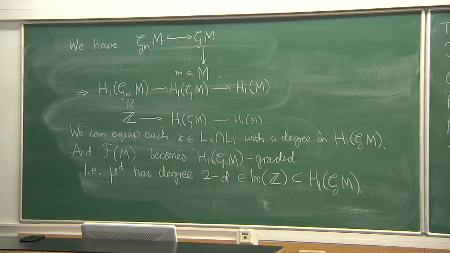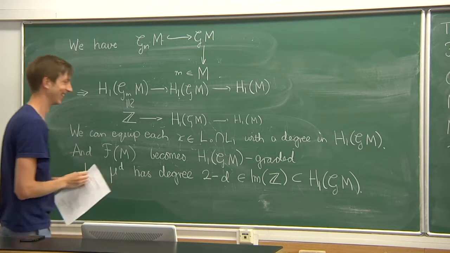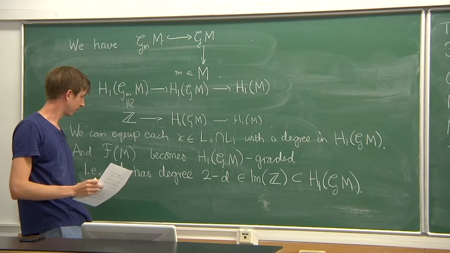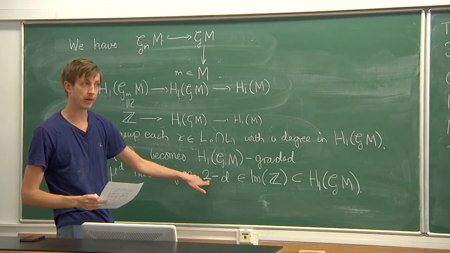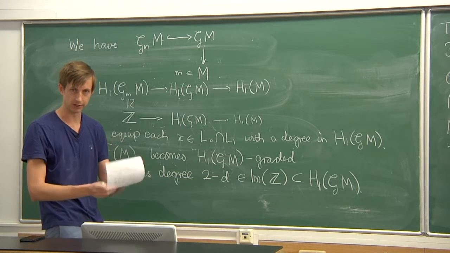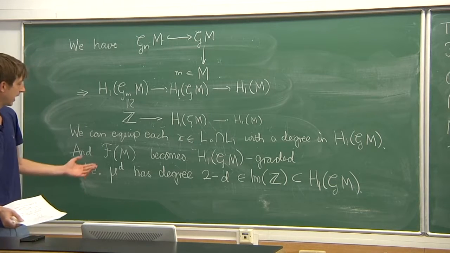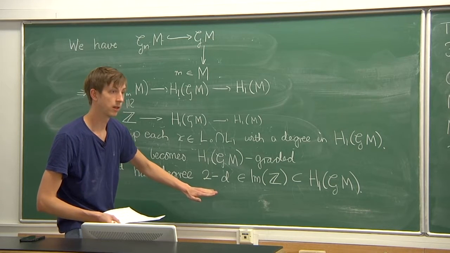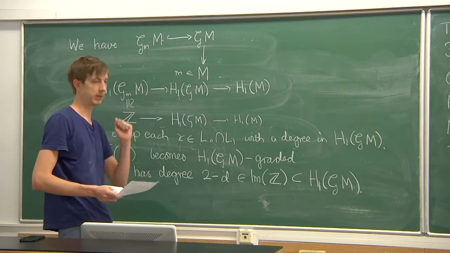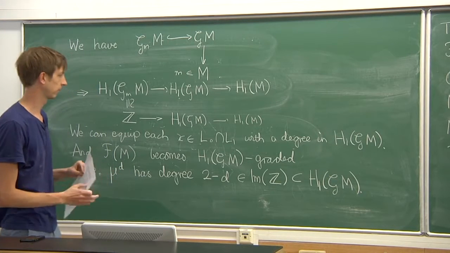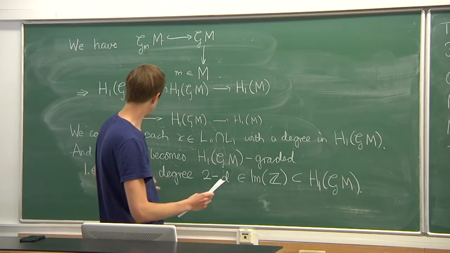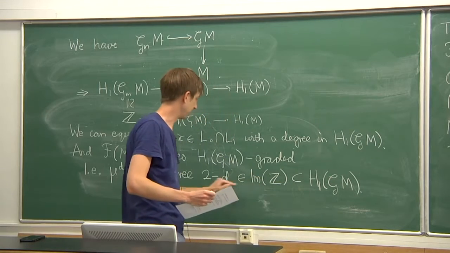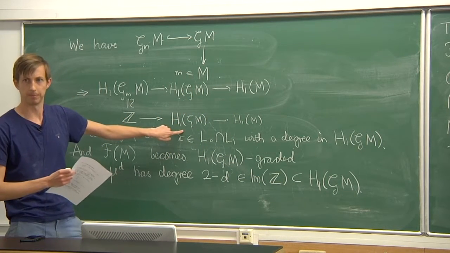So in Cedric's talk, he said mu d has degree 2 minus d. And we just had this Z-graded category. Now, our grading is in... That's correct. It will be in all the cases we're looking at. So what it means that it has degree 2 minus d is that its degree with respect to this grading is the image of 2 minus d under this map.